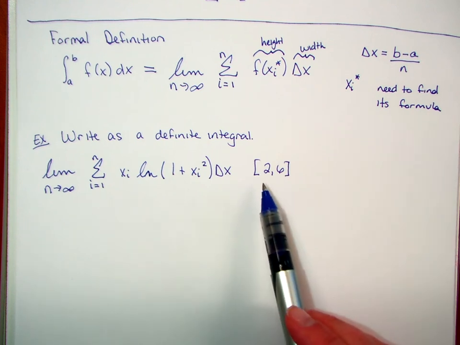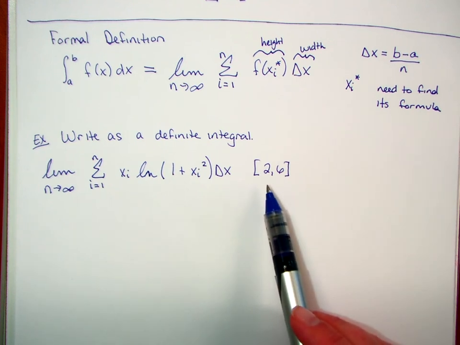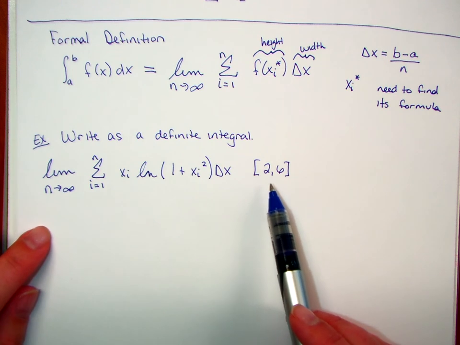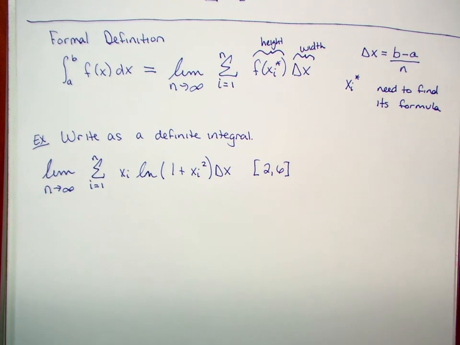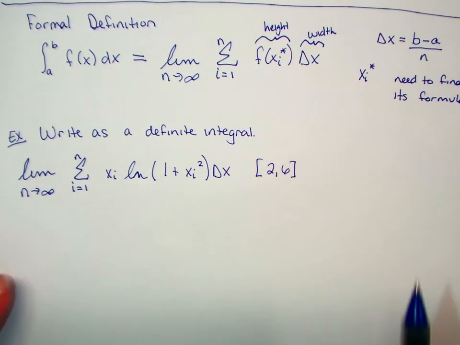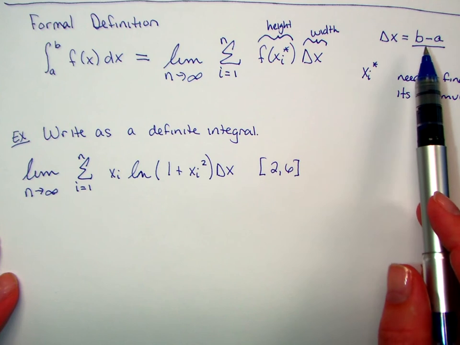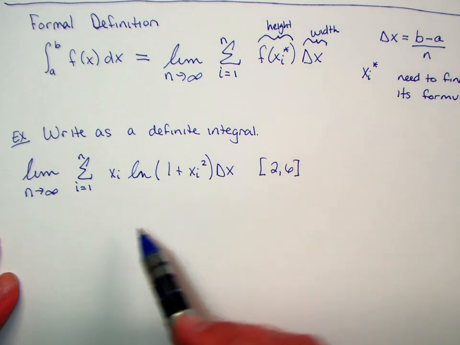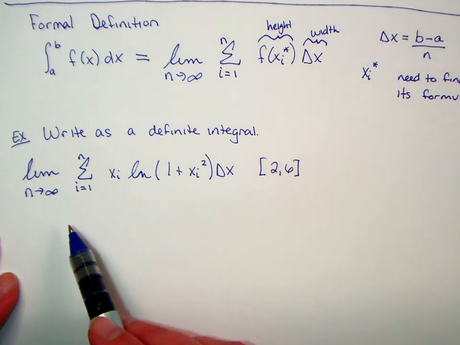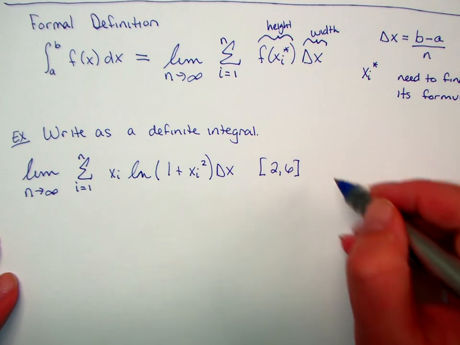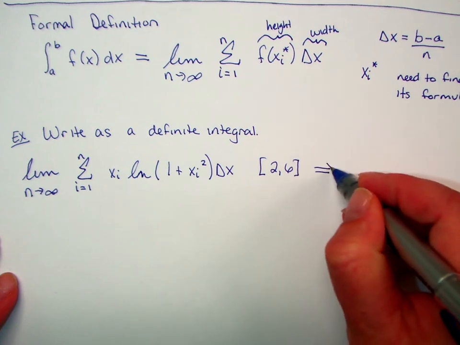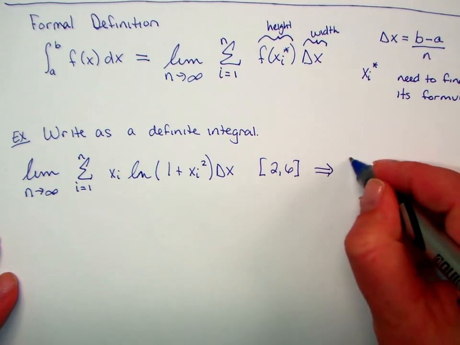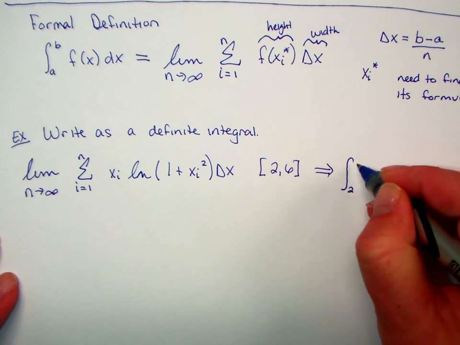So when they give you an interval like this, they're kind of telling you what the upper and the lower bound is, right? And they didn't really give us the formula, they just put delta x in there, right? So what we're going to do is write this as an integral. My first clue is 2 is the lower bound and 6 is the upper bound. So this is the integral from 2 to 6.